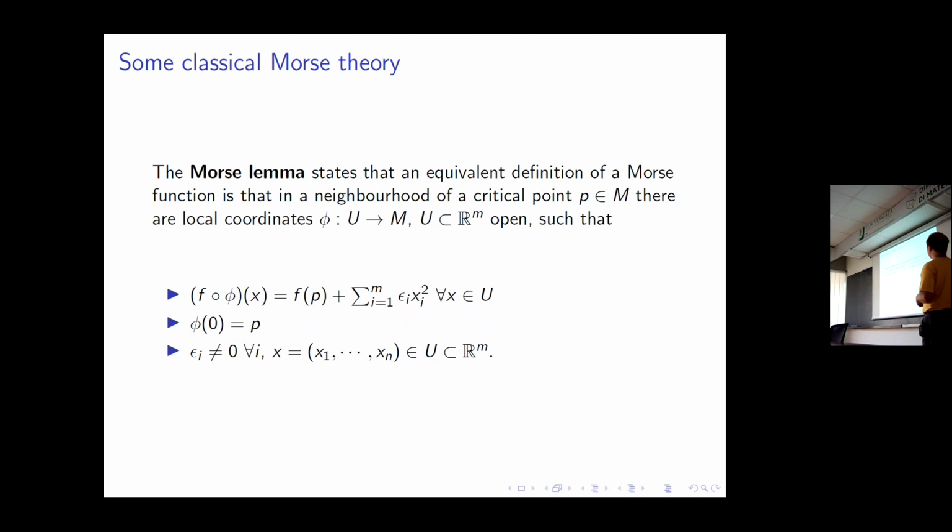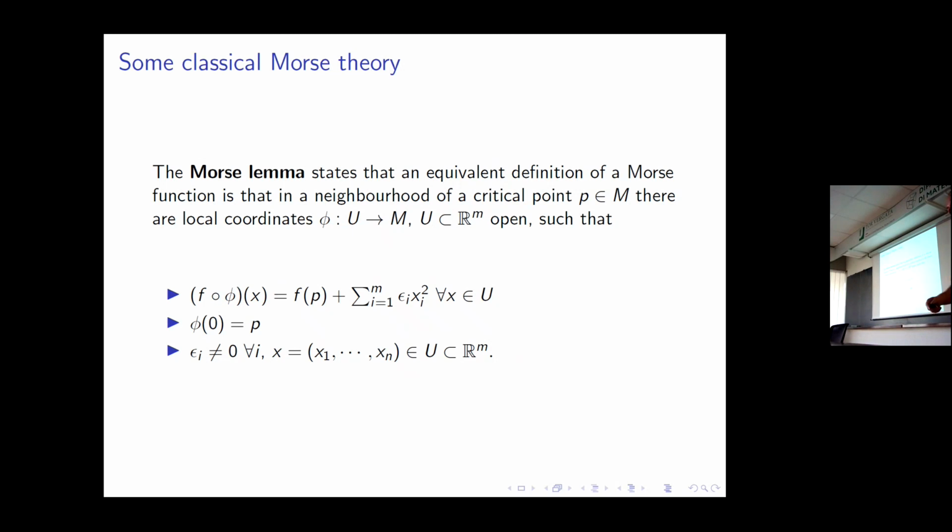So the Morse lemma, one statement of it is that for a Morse function, in a neighborhood of a critical point, you can find a diffeomorphism between an open subset of Euclidean space and that neighborhood, such that in those coordinates, the function looks like its value at p plus a quadratic function, where m there is the dimension of the manifold. The coordinates are around p, so p of 0 is p, and those epsilons are non-zero real numbers.